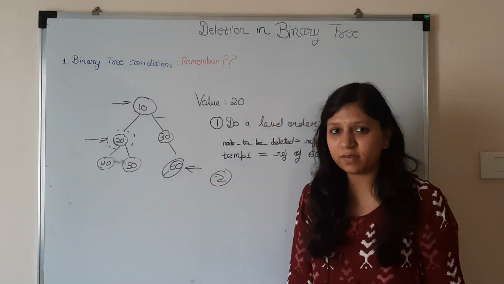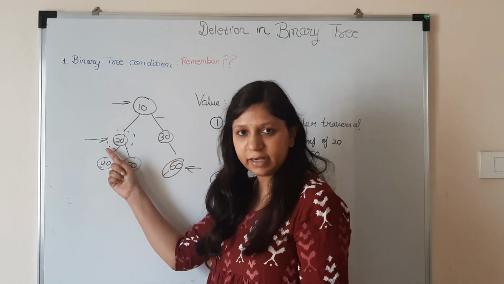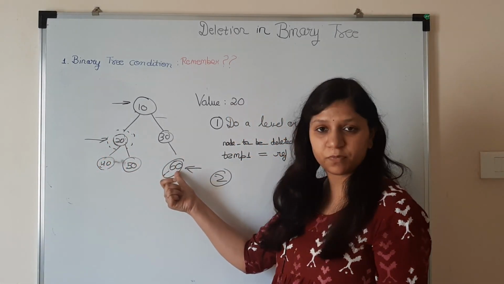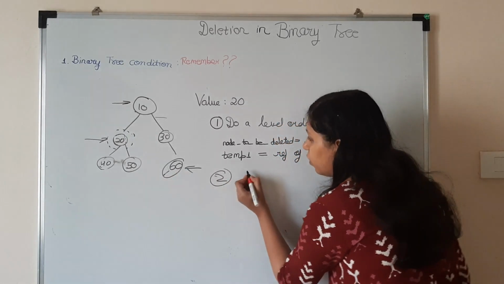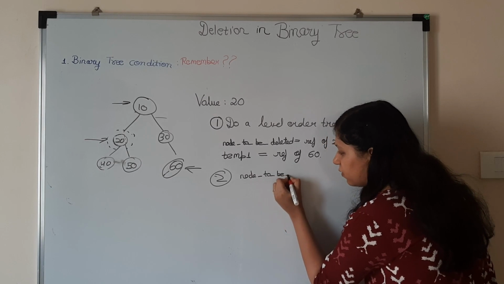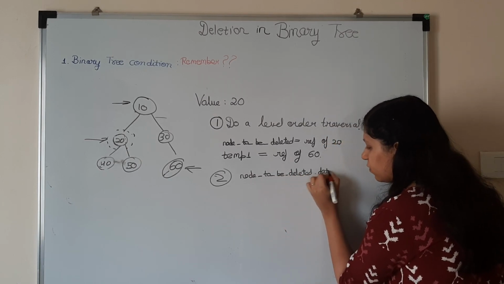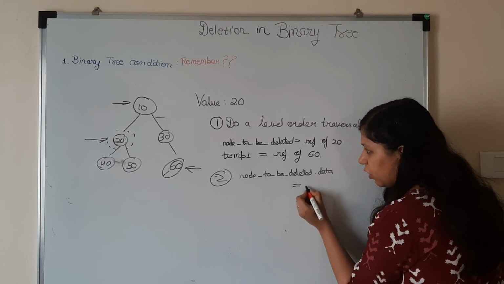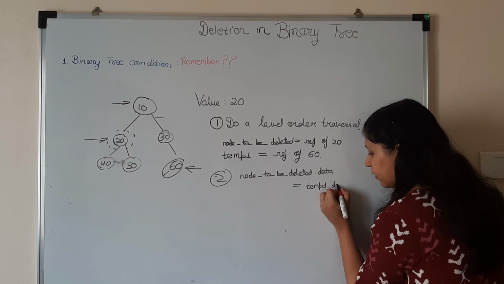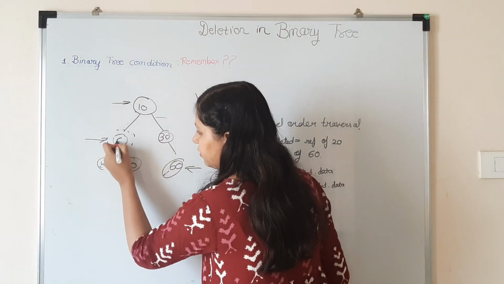What's the next thing you are supposed to do? In this node, whatever data it contains, I will replace it with the last node's data. So node to be deleted dot data, what should it contain now? Temp1 dot data. Now in this tree, this also contains 60.